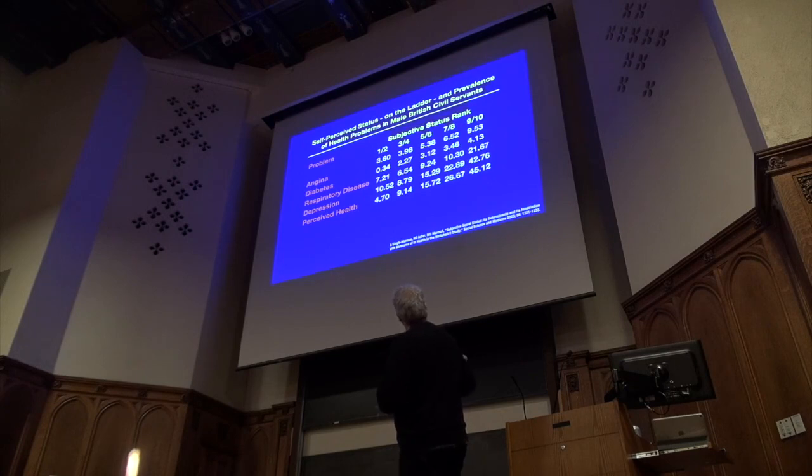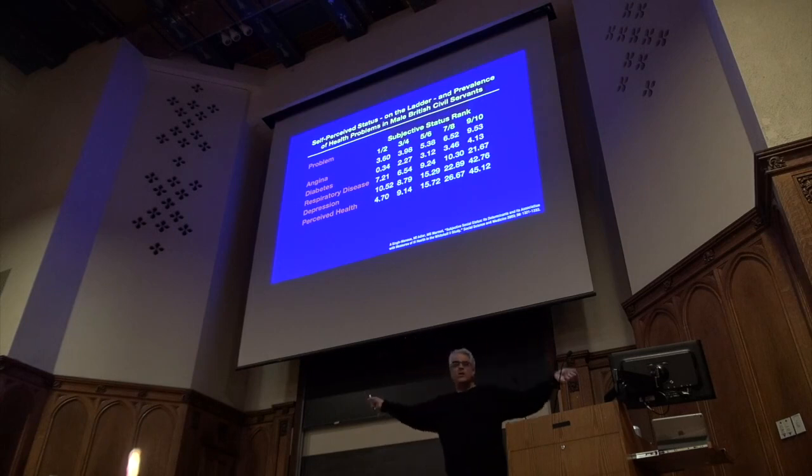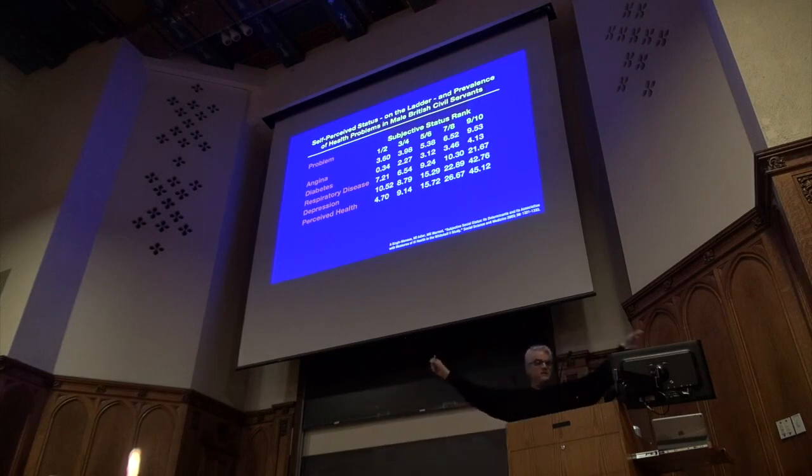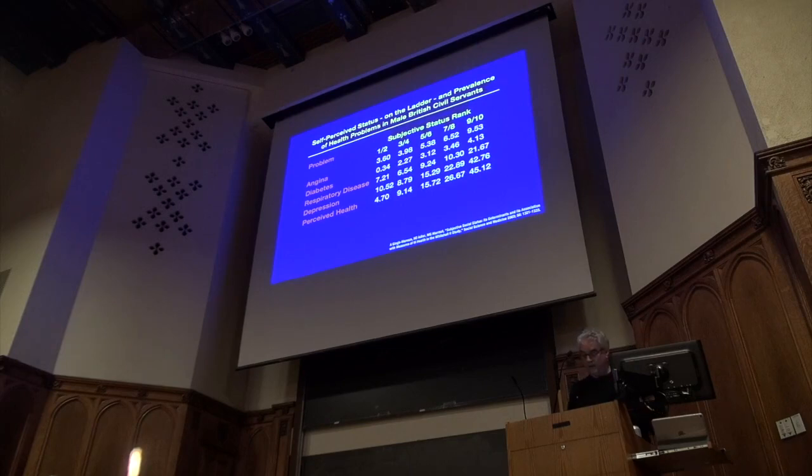Or respiratory disease, or depression keeps going up. From 10% of the people at the top being depressed compared to 42% at the bottom. Or overall perceived health. So there's an enormous gradient in these subjective and objective health measures that occurs at every single step in this group of people who actually have the needs at the bottom of Maslow's hierarchy of needs already met.